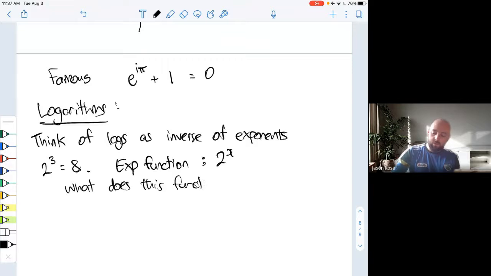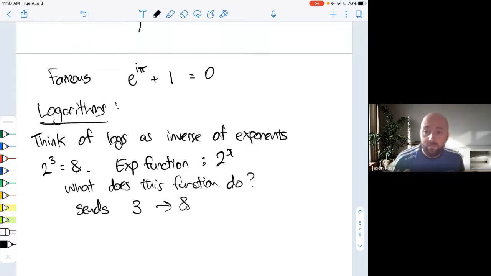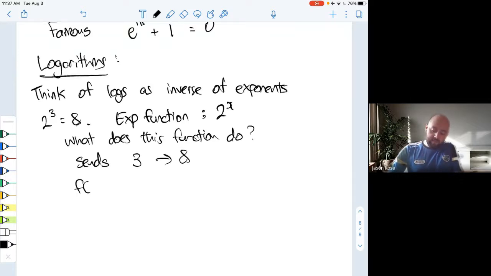What does this function do? Well, it sends 3 to 8. When we use that function, 2 to the x, and we take a number 3 and plug it in, what gets spit out? 8 gets spit out. So if f of x is 2 to the x, then f of 3 is equal to 8.